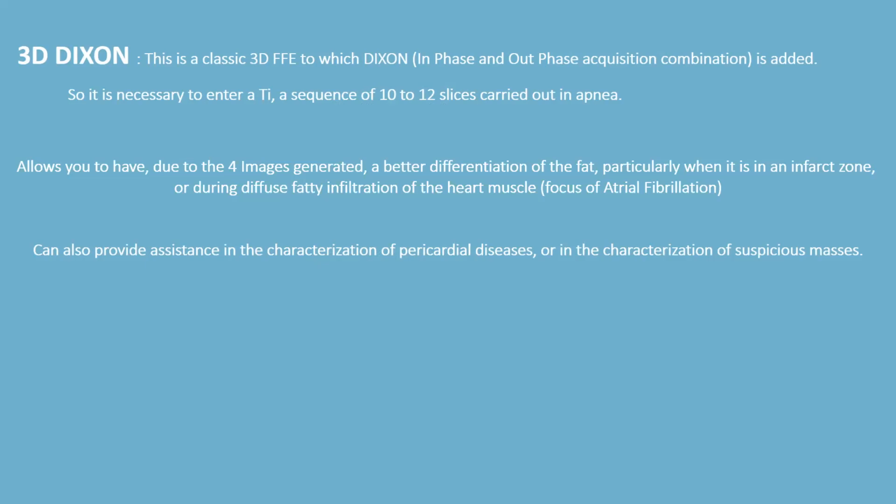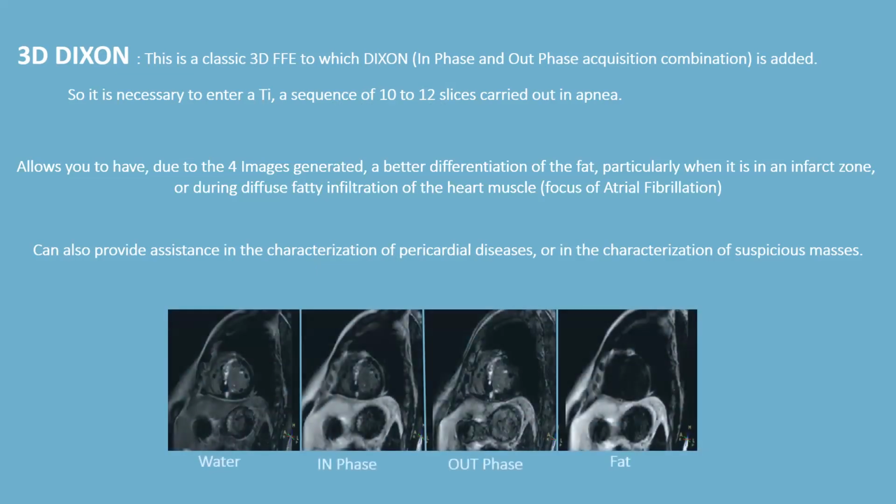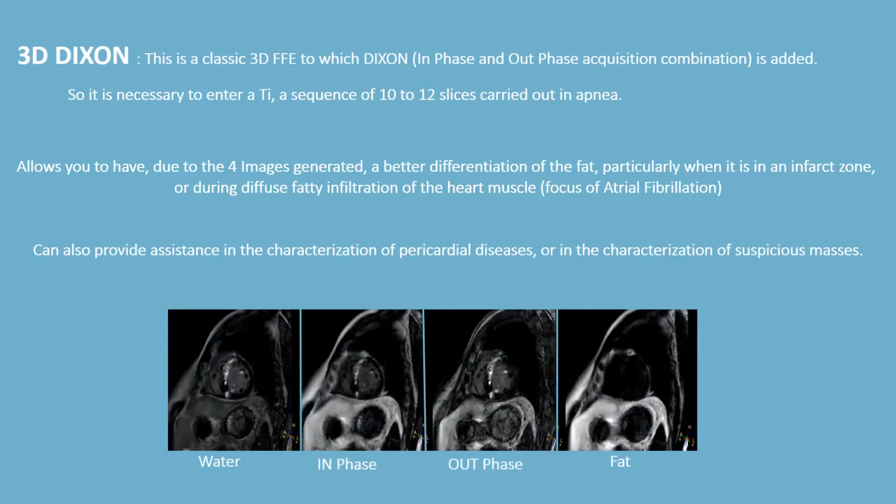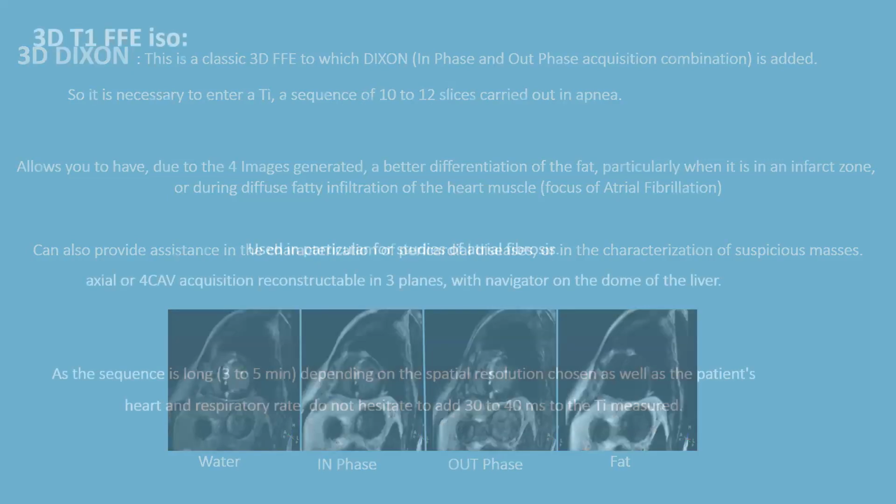fat zone or during diffusive fatty infiltration of the heart muscle, especially when we look for atrial fibrillation. Scar can also provide assistance in the characterization of pericardial disease or the characterization of cystic mass. When we do the Dixon, we can get the water, the in-phase image, the out-of-phase image, and the fat. This is what we can get from the 3D Dixon sequence.